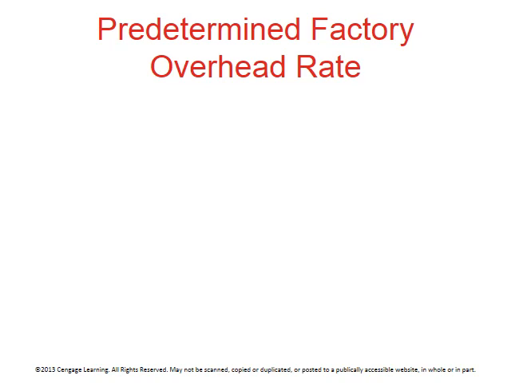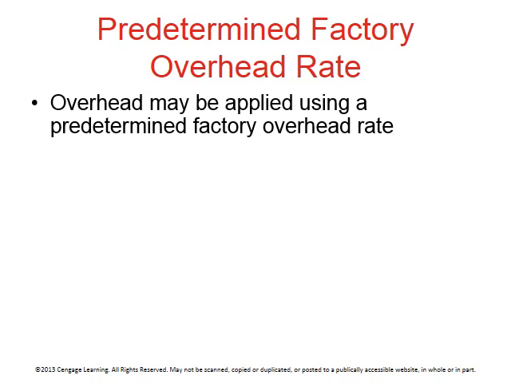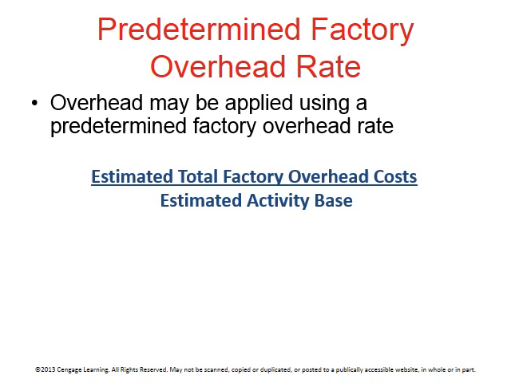So to allocate manufacturing overhead, we can use a predetermined factory overhead rate. To calculate a predetermined overhead rate, we will take the estimated factory overhead cost, which management decides at the beginning of the period. We think we're going to incur $100,000 of factory overhead. It's an estimate. Versus the estimated activity base, which would be something like direct labor hours, machine hours, or something like that. And that's how we get our estimate.